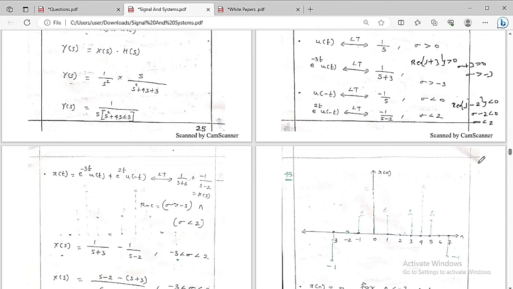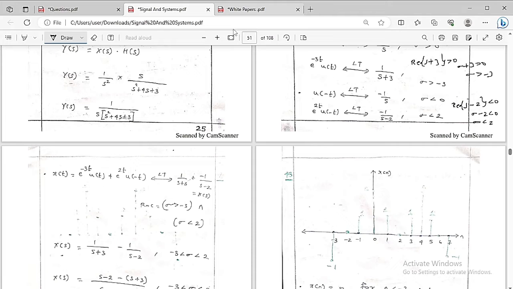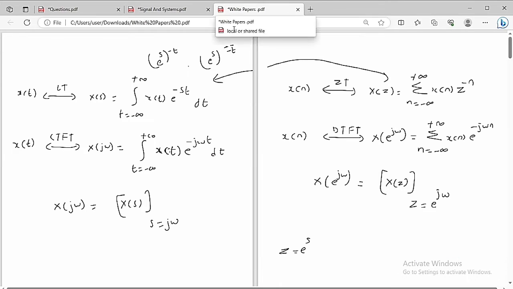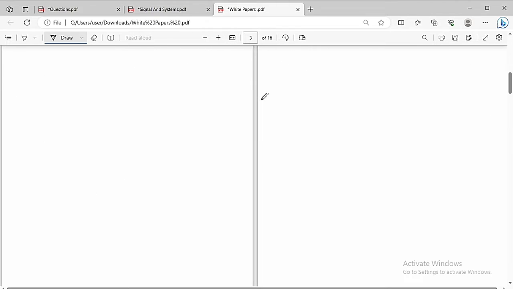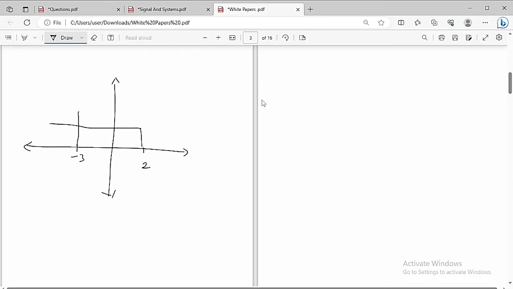So if I draw the ROC, what you are going to get? One is sigma greater than minus 3. So let me take the real axis, the s plane. Sigma equal to minus 3 means here minus 3, and one is sigma equal to 2. Less means this is the ROC, and greater means this is the ROC. So what is the common part? The common thing is this one. So this is the common ROC.